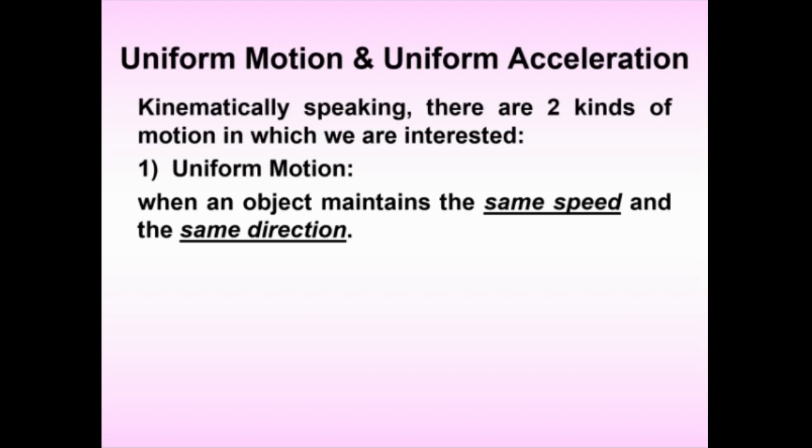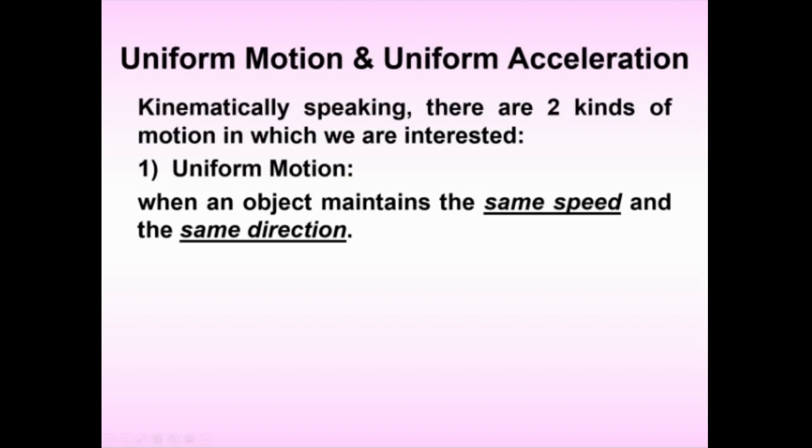By the way, it's important to say same direction because technically, when you go around a roundabout, are you still keeping the same speed? Yes, you could, but you're doing what all the time? Changing your direction. Even if your speedometer is reading the same value the whole time, you're not doing uniform motion. You are not doing uniform motion because one condition is violated, which is the direction condition.